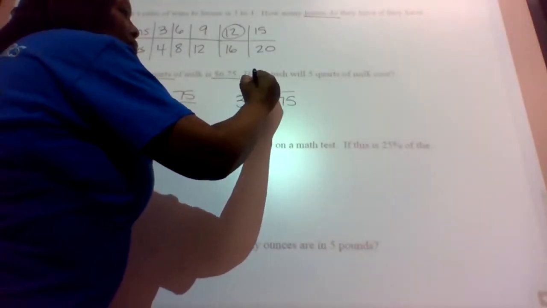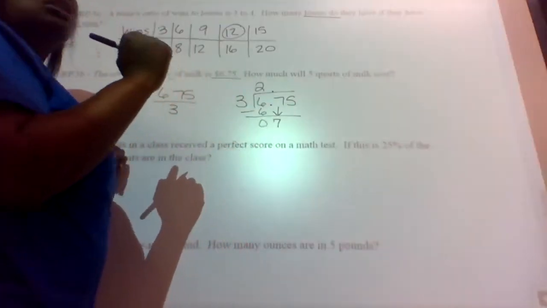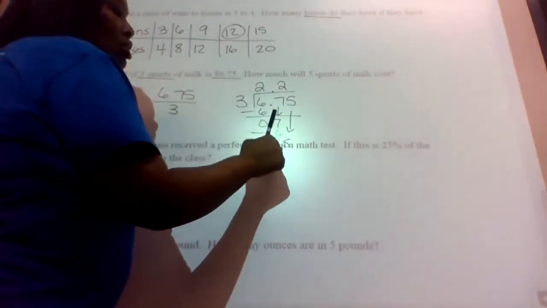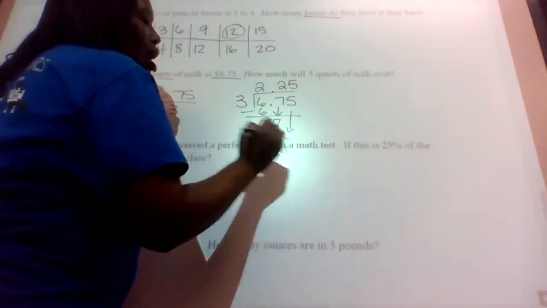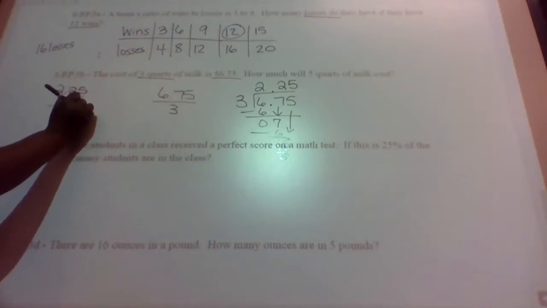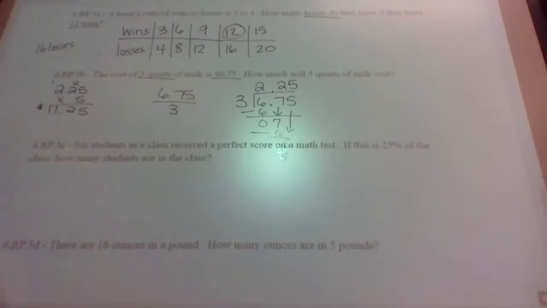3 goes into 6 2 times. Bring down your 7. 3 goes into 7 2 times. 6, 15. 3 goes into 15 5 times. All right, so 1 quart of milk costs $2.25, but I want the cost of 5. So I'm going to do $2.25 times 5. So the cost of 5 quarts would be $11.25. Okay. All right.